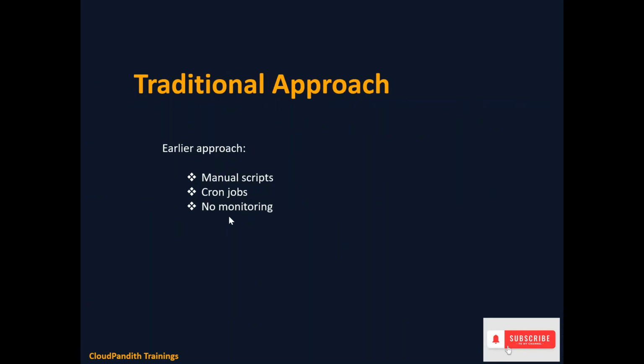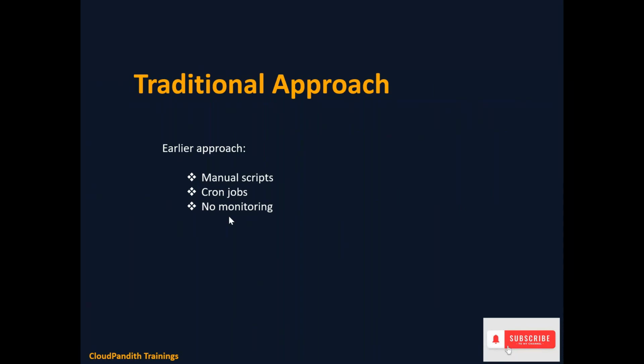Let's understand the traditional approaches, the earlier approaches. Generally, we write some code to collect the data and analyze this data. We use cron jobs for scheduling this particular job, and finally there is no monitoring. If a job failed, we will come back and check on the next day, right? But let's deep dive again into each of these points.